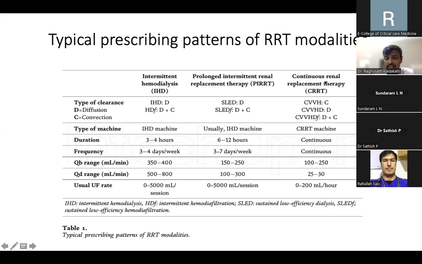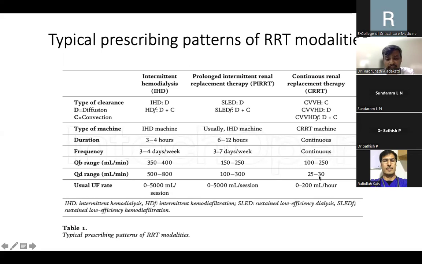So the next one is continuous renal therapy. Only convection in case of hemofiltration, only diffusion in case of dialysis, and both diffusion and convection in case of hemodiafiltration. A CRRT machine is required. It is a bit costlier also. Duration is continuous, 24 hours. Frequency is continuous. Blood flow is usually 100 ml per minute or 200 ml per minute.